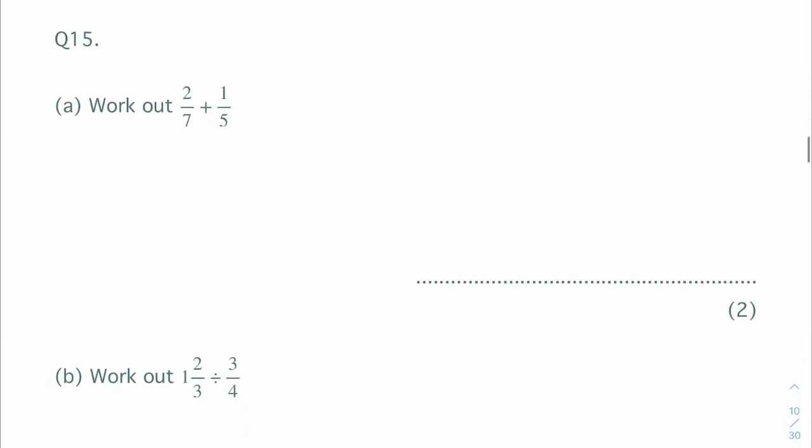Okay, so we've got some fractions. So to start with, we've got adding fractions. So we need a common denominator. So I'm going to times the left fraction, top and bottom, by 5, and the right fraction, top and bottom, by 7, just looking at the denominators on each fraction there. So that would make the left fraction become 10 over 35, and the right fraction become 7 over 35. So adding those together, we get 17 over 35.